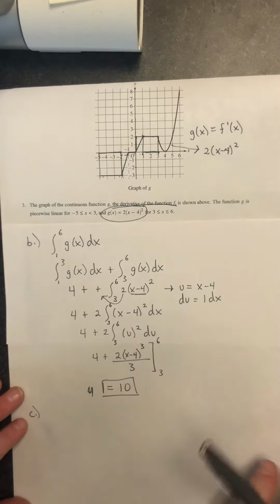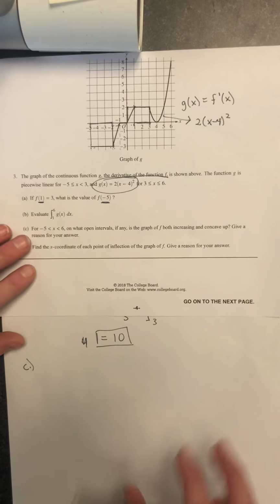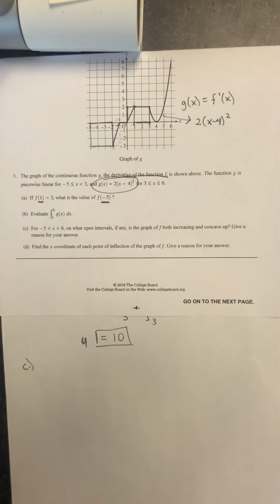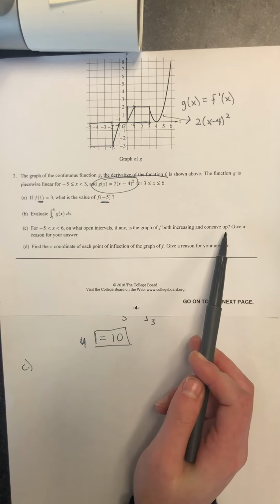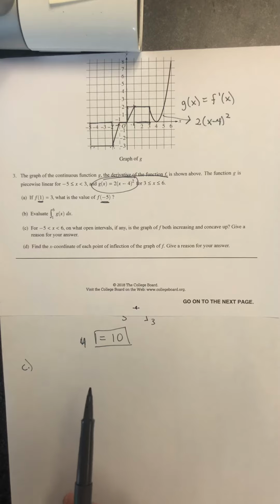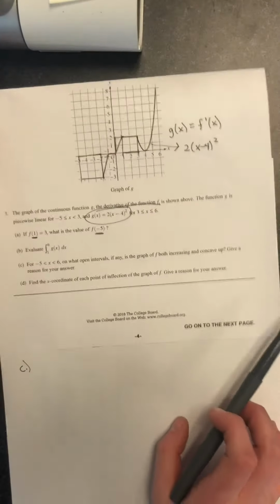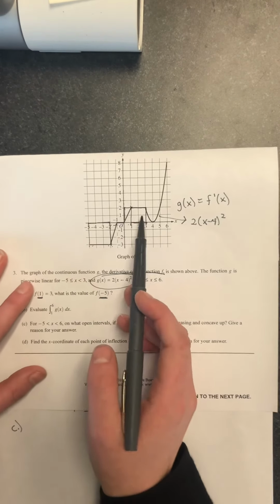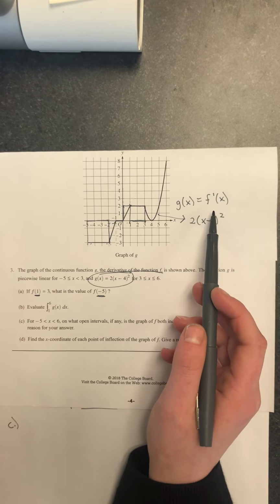Letter C. So letter C says this. For x between -5 and 6, on what open intervals, if any, is the graph both increasing and concave up? Where is the graph both increasing and concave up? So all the way, the entire interval. Let's take a look at this and let's see. We need to keep in mind that this graph is the derivative graph.